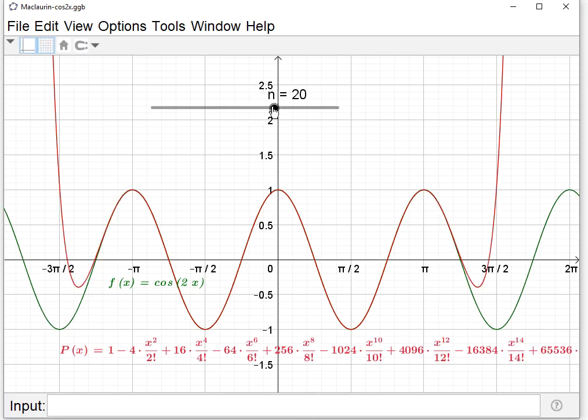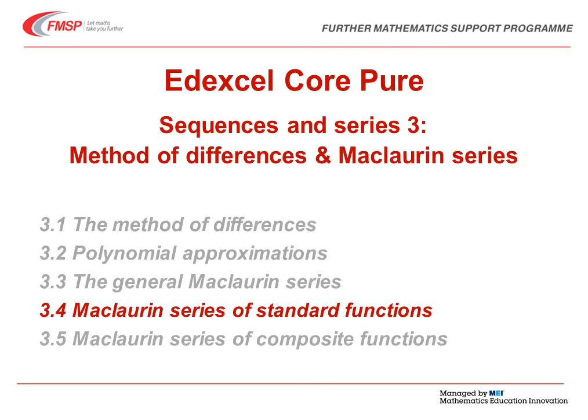If I stop at n equals 20, you can see that this polynomial is an extremely good approximation, certainly from minus pi to plus pi. It's a good approximation for cos 2x. In the next video, we're going to be looking at the Maclaurin series of standard functions.